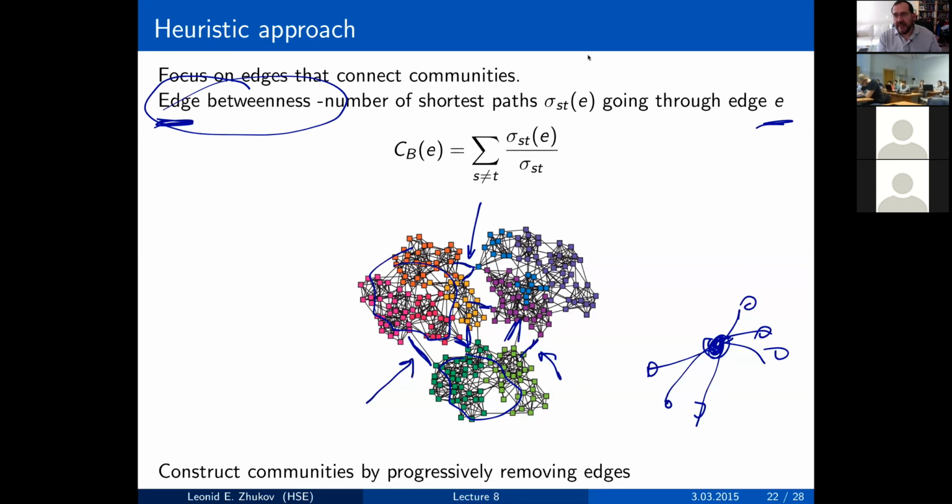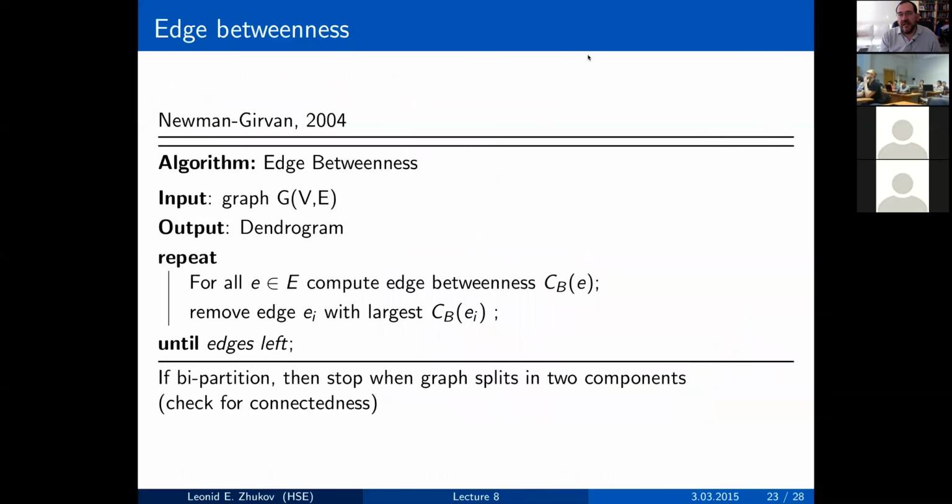We then realize that those edges that connect communities, those edges that are between communities, will have the largest value of this edge betweenness. And then we can just remove them. And by removing those bridges, we'll split the graph into communities. So here is the algorithm. For every edge, compute edge betweenness.